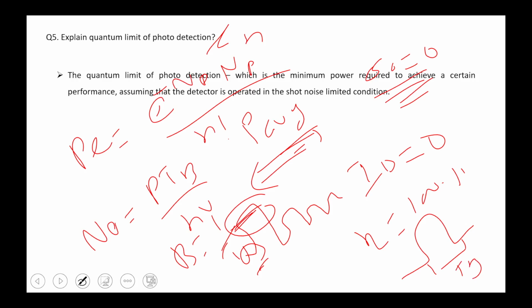For instance, suppose the average number of photons computed is 3. So np equals 3. Then the probability of detection of the signal, for n equal to 1 photon, is P1 equal to e to the power minus 3 times 3 upon 1 factorial.